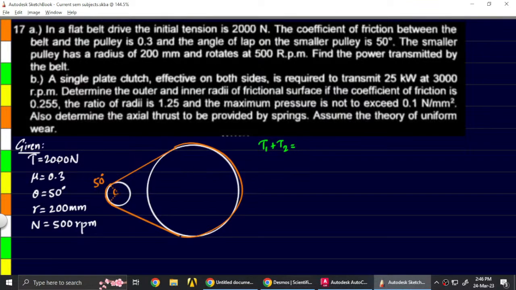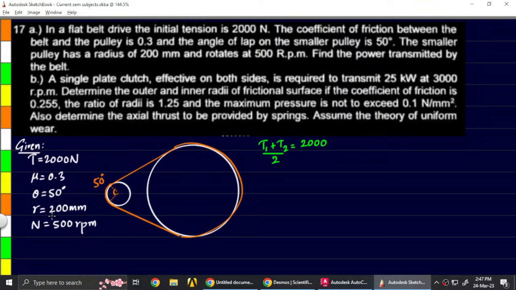But the initial tension, which was 2000, will be same as this. Actually the average of these two tensions will remain the same as the initial tension. So that's what we have to use. And then the coefficient of friction is given as 0.3. You can say I've written it down. Angle of lap of the smaller pulley, you can say it's given as 50 degrees.